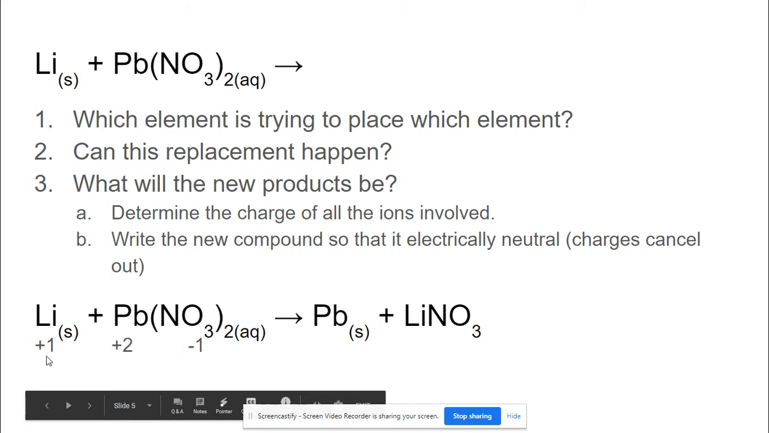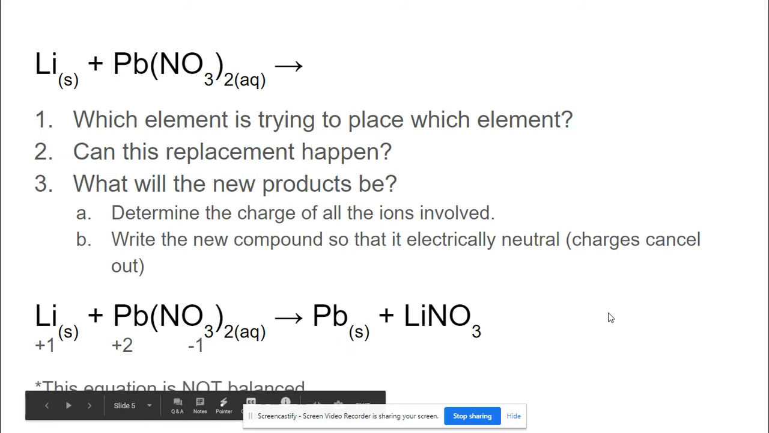If I'm going to combine my lithium with my nitrate, +1, -1, I just need one of each. So it's going to form LiNO3. Notice, there were 2 nitrates on this side. That's because lead was +2 and I needed 2 of them to make it neutral. But I only have 1 nitrate on this side because lithium is a +1, so I only need 1 nitrate. And then the lead gets kicked out and is the single element.